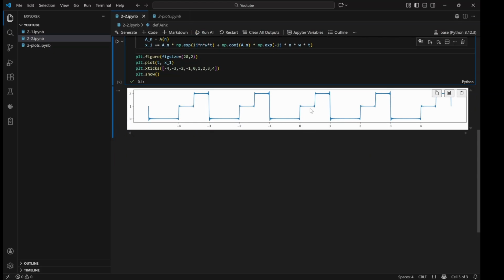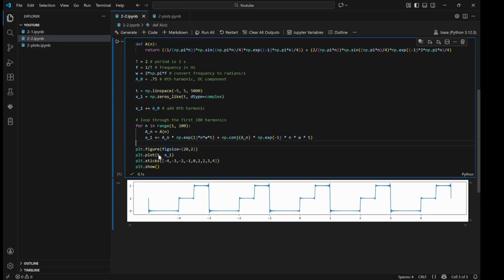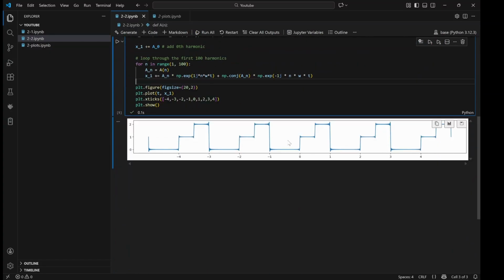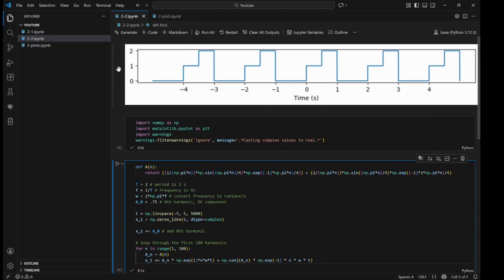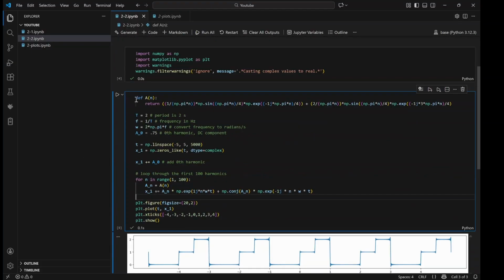From 0 to 1 half, it has a value of 1, just like it did in the original. From 1 half to 1, it has a value of 2, again, same as the original. And from 1 to 2, it has a value of 0, with a period 2, and it repeats forever. So we have successfully rebuilt the original signal.